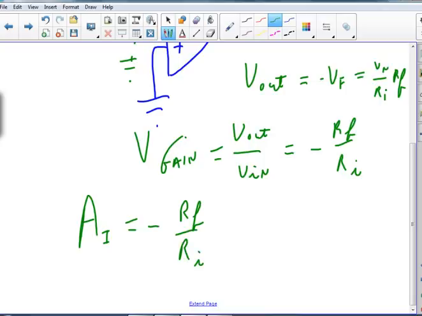Now does that mean the gain is negative? No, it doesn't mean the gain is negative. It means the sign is inverted. So the signal is inverted. That's what that negative sign means. It doesn't mean I have negative gain and I lost signal. It means my signal was inverted, because it's an inverting amplifier.